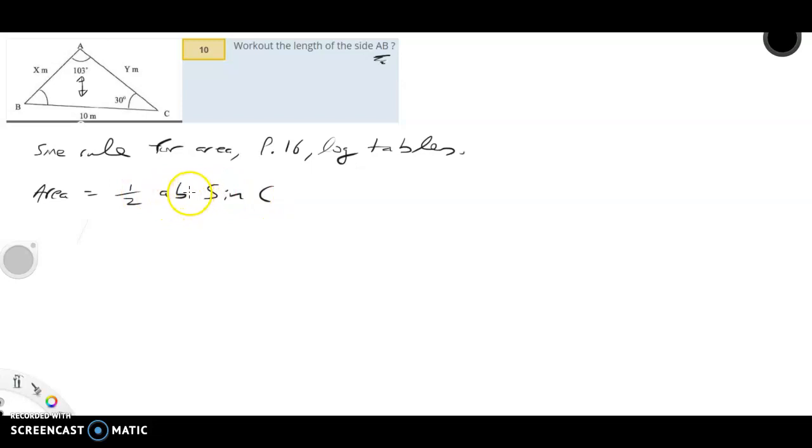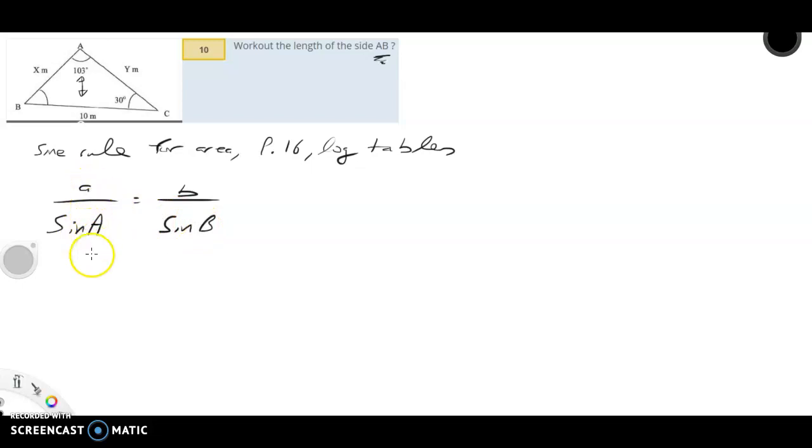Oh no, I've gone wrong now. Scrap that. It's not like that at all, because that was for the SAS condition, but this isn't SAS. This is an angle and the opposite side, so it's a different sine rule. It's a over sine A, big A for the angle, small a for the side, equals b over sine B. So these are matching sides and angles.